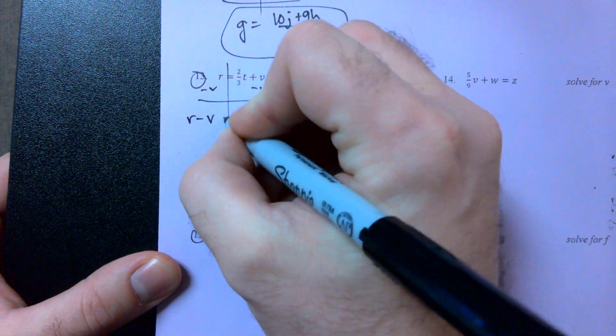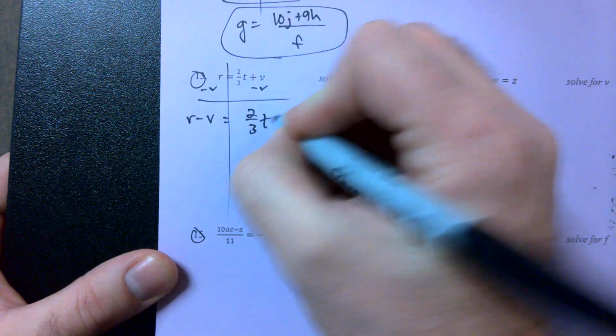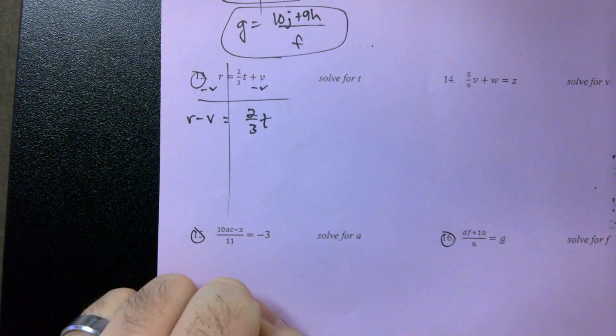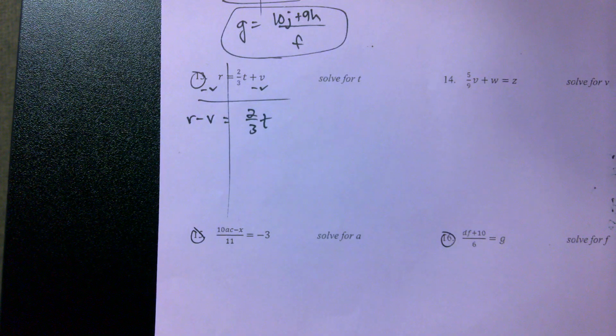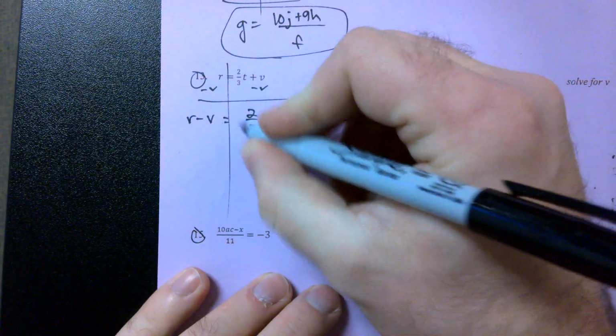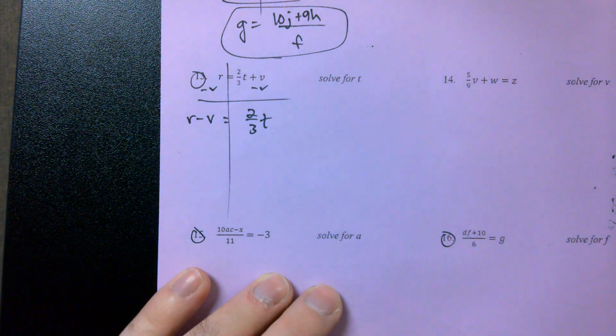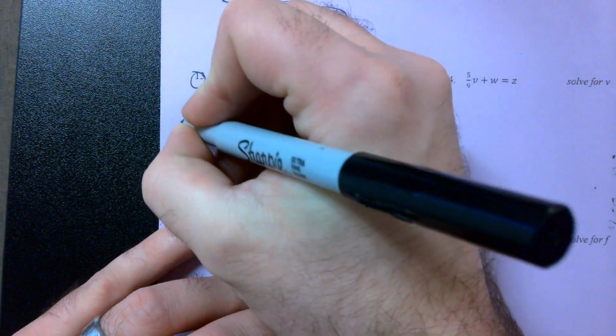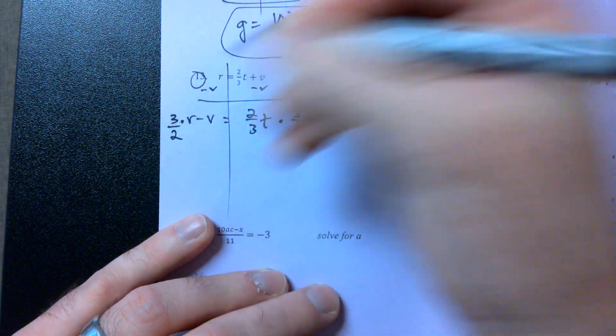I get r minus v equals 2/3 t. Now, when I have 2/3 t, I'm doing two things to my variable. I'm multiplying it by 2, and I'm dividing it by 3. So I could reverse that, multiply both sides by 3, and then divide both sides by 2. Or, if I want to clear this fraction, again, all in one big step, I can multiply both sides by the reciprocal.